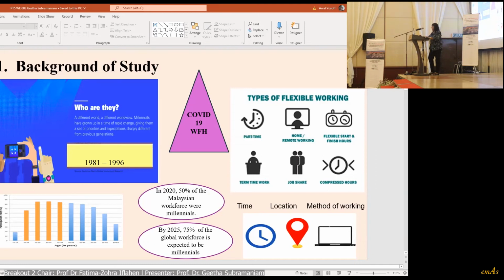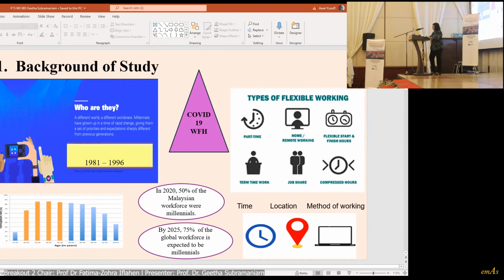COVID-19 is a word we hear again and again and again, but what is it related to my topic? We all know that during COVID-19, work from home was the word of the day, the night, and a whole day. Flexible working arrangement.